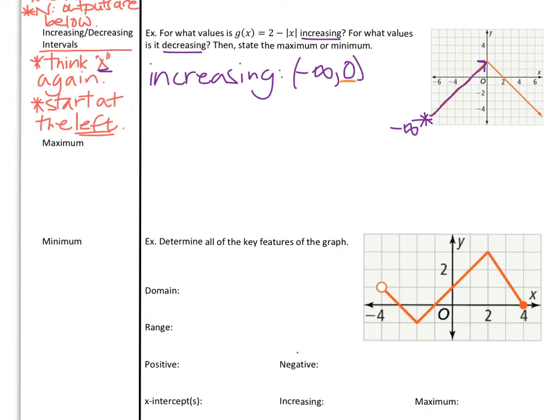When x equals 0, that's at the top point for the graph. And then watch what it does. Once it reaches that point, as x gets bigger, the graph actually decreases in value towards positive infinity. It has a decreasing interval.